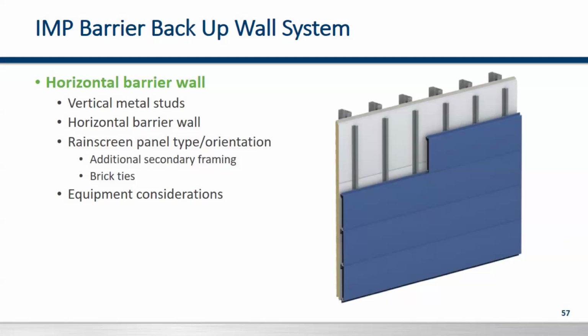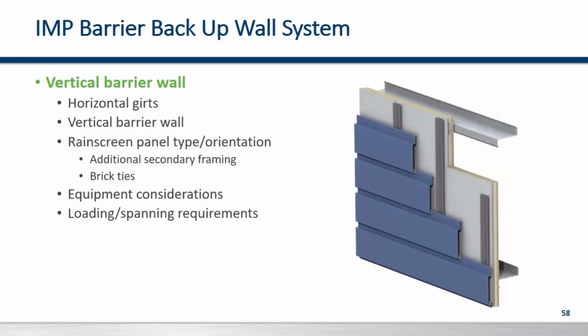So here's an example of the barrier backup system using the horizontal Rainscreen panels. We have our main framing, which is vertical. We have the IMPs installed horizontally. And then from there, because we want to install the Rainscreen panels horizontally, we would just simply put the hat channels vertically, which would allow for that horizontal Rainscreen installment.